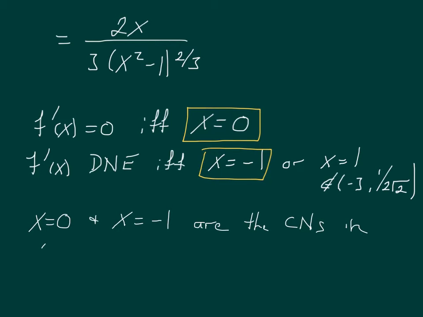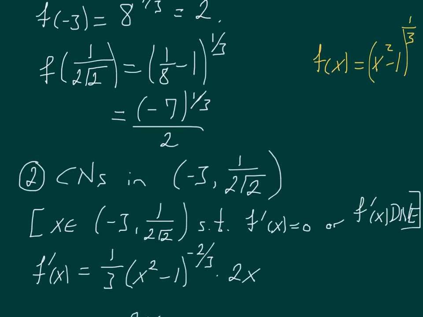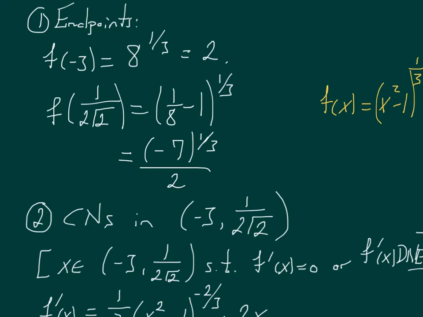In this interval, minus 3 and 1 over 2 root 2. So now, what are we supposed to do in the closed interval method? Well, the first thing that we were supposed to do was evaluate our function f at the two endpoints of our closed interval. And the next thing that we were supposed to do is evaluate our function f at the critical numbers in this interval. So let's do that.